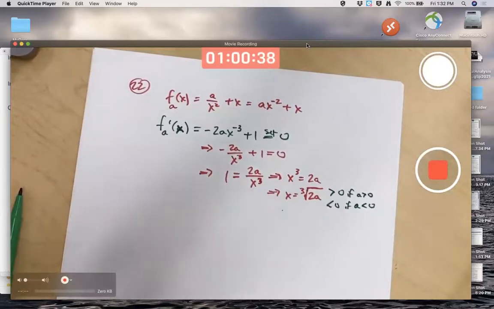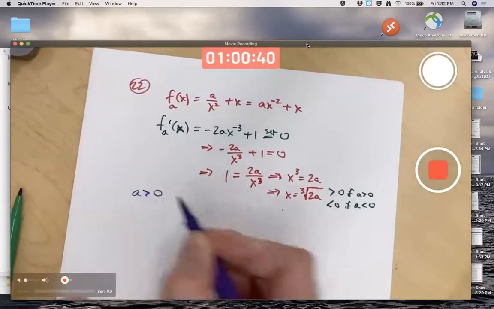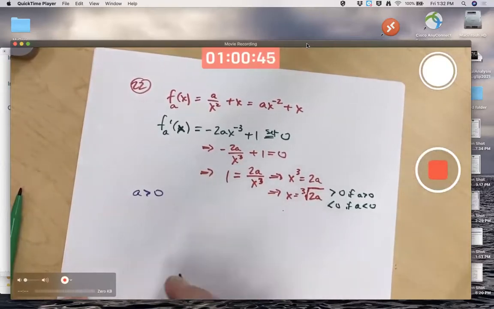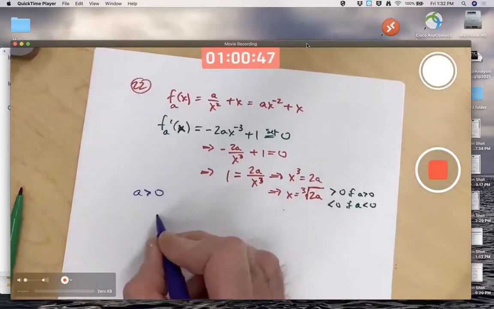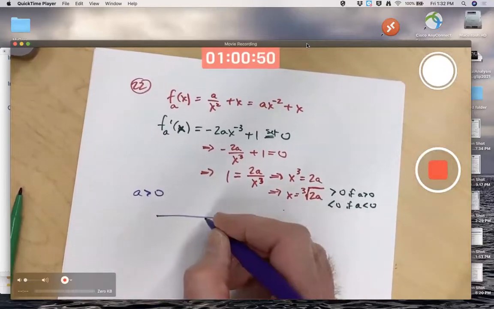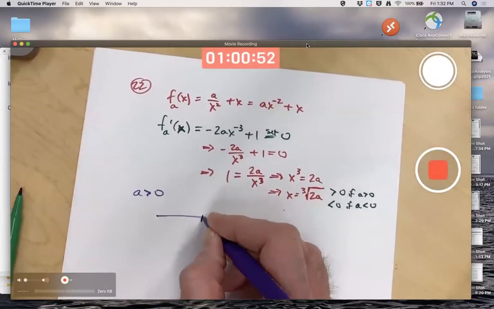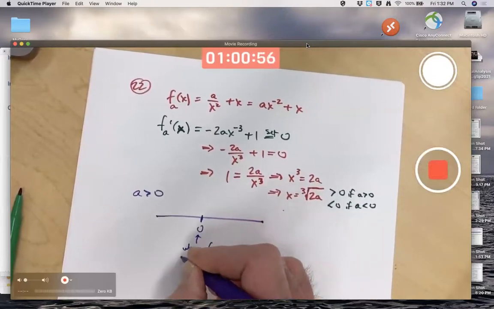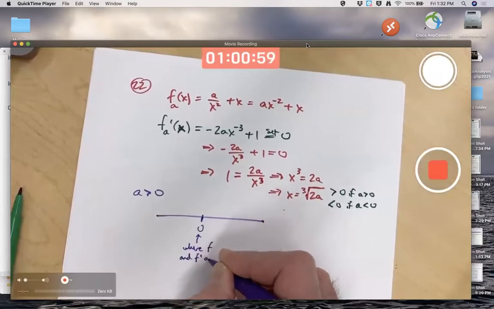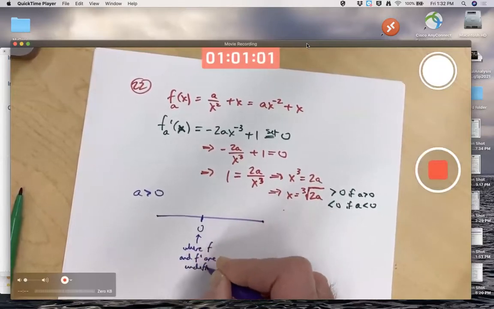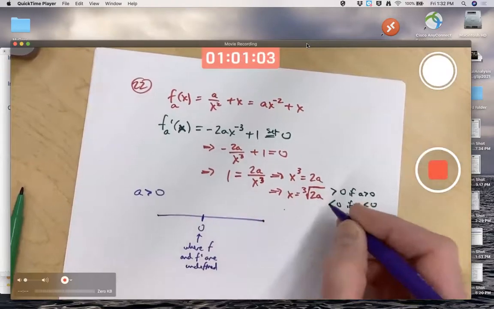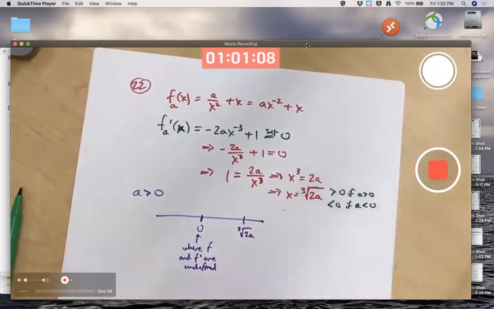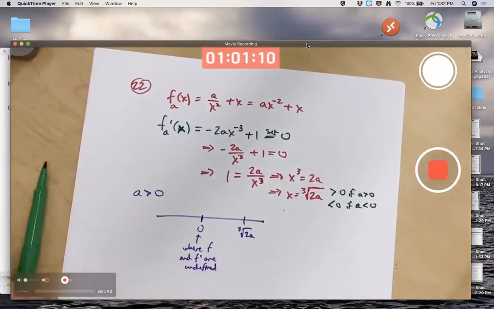Let's consider the case where a is positive. Let's go ahead and mark 0 on here as well. That's where f is undefined. f and f prime are undefined. And if a is positive, the cube root of 2a is over here to the right somewhere, say right here. In the case where a is positive.